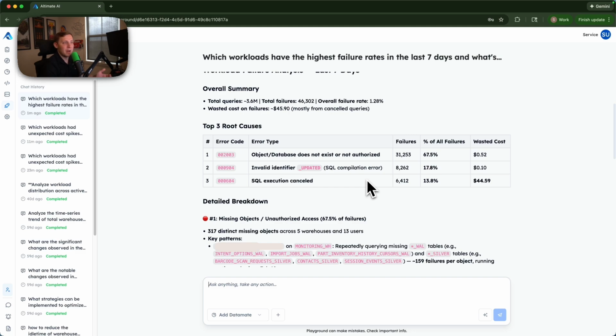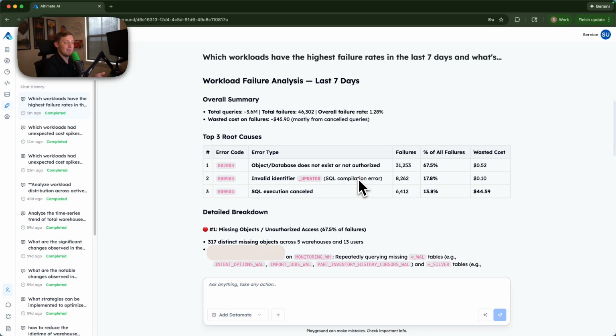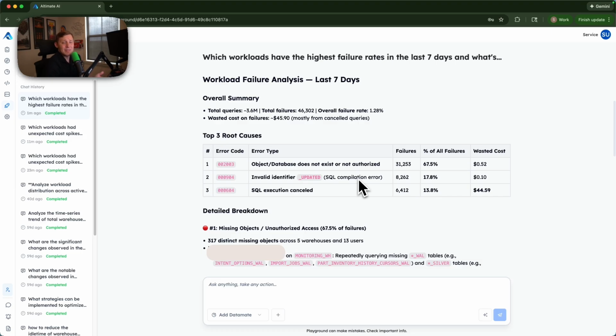That's not a ton, but still it's worth taking a look at, right? So you can see that we've wasted $46 on failures for the past 7 days. Again, you're not going to bankrupt your business with $46 a week, but you'd much rather not waste it, right? So let's take a look at our top 3 root causes.